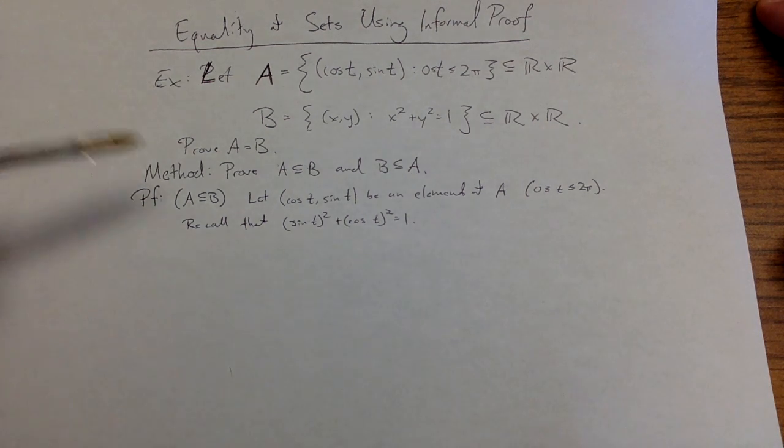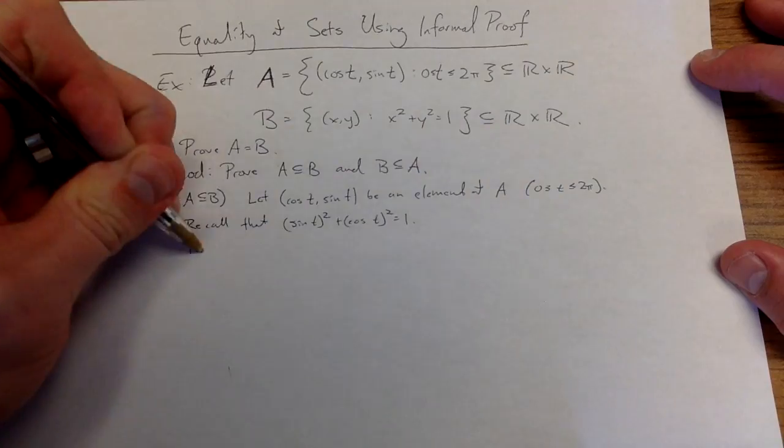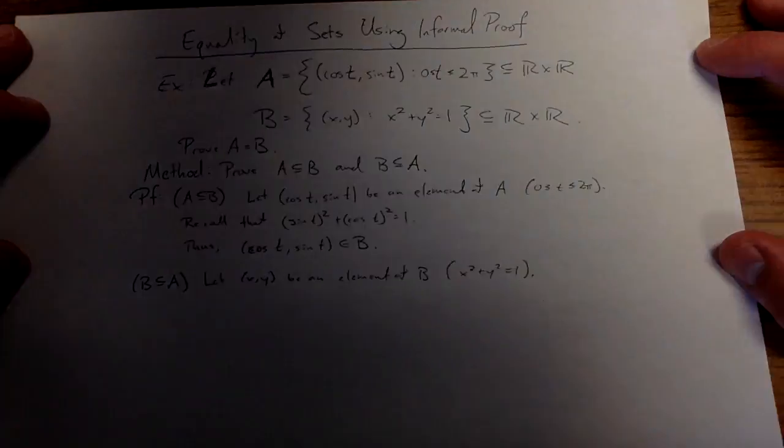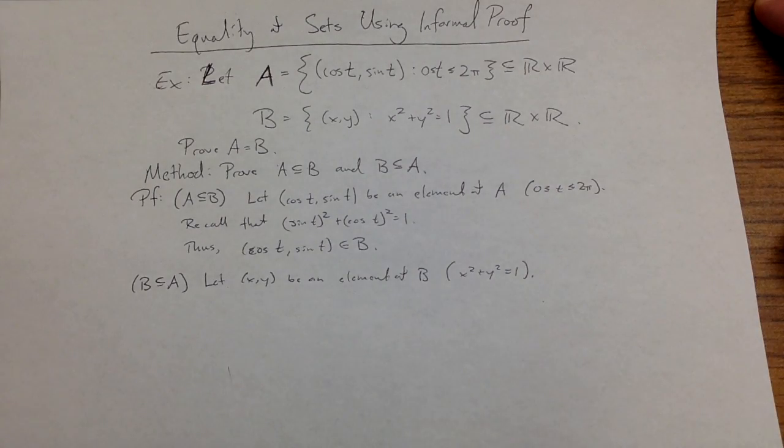This is really not that big of a deal. It's really just saying I'm applying the Pythagorean theorem to my unit circle, so the triangle I get with the unit circle. So very trivially, we get that we actually do satisfy the conditions for being in B, and therefore A is a subset of B. Now let's prove the other direction. Let's prove that B is a subset of A.